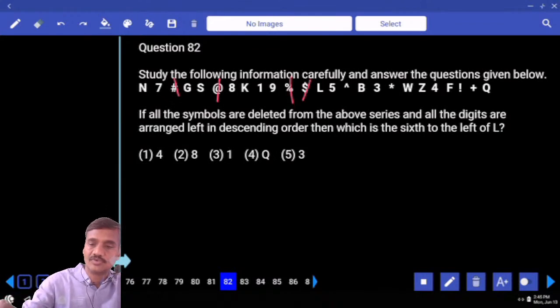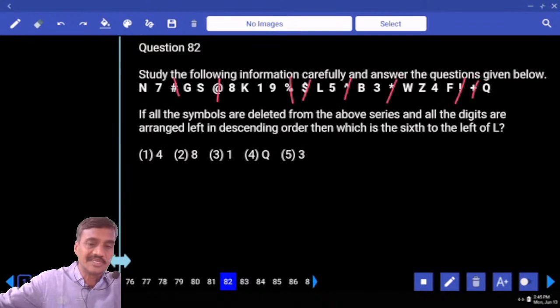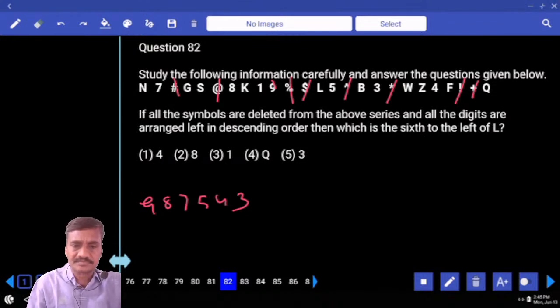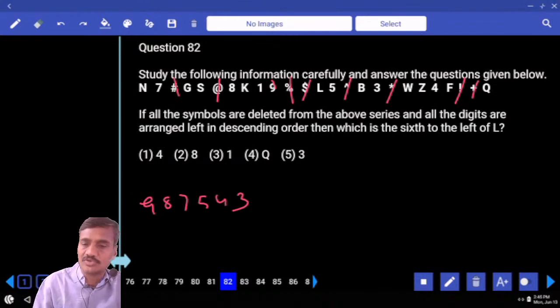1, 2, 3, 4, 5, 6, 7, 8. These 8 elements were deleted. Then all the digits are arranged left hand side in descending order. How many digits do we have? 9, 7, 8, 9, 8, 7, and 9, 8, 7, 5, 4, 3. Now the question is about 6th to the left of L. 9, 8, 7, 5, 4, 3, and one more element, which is 1.